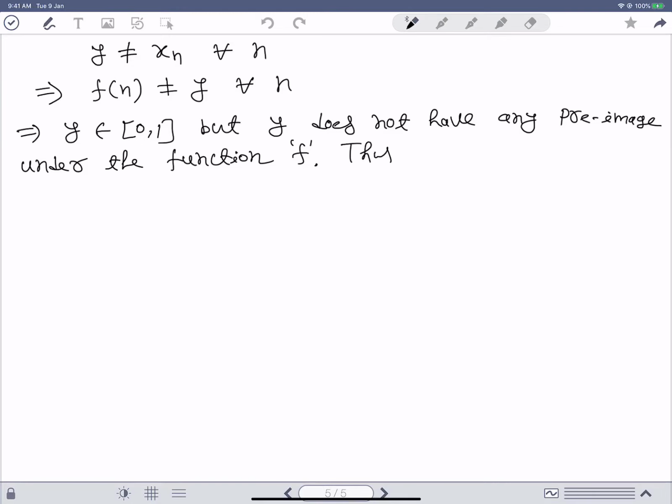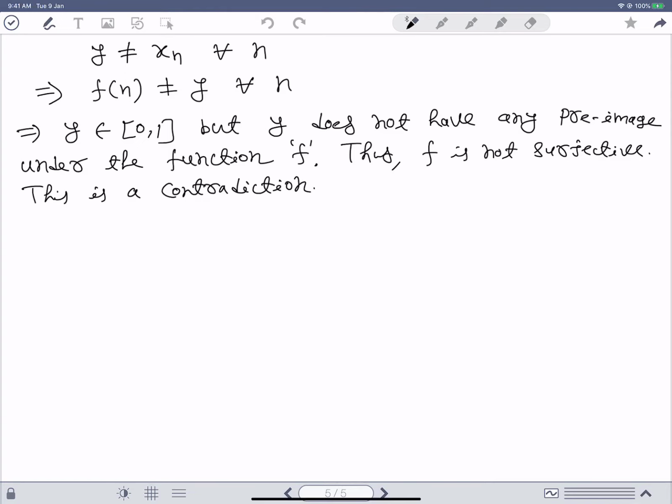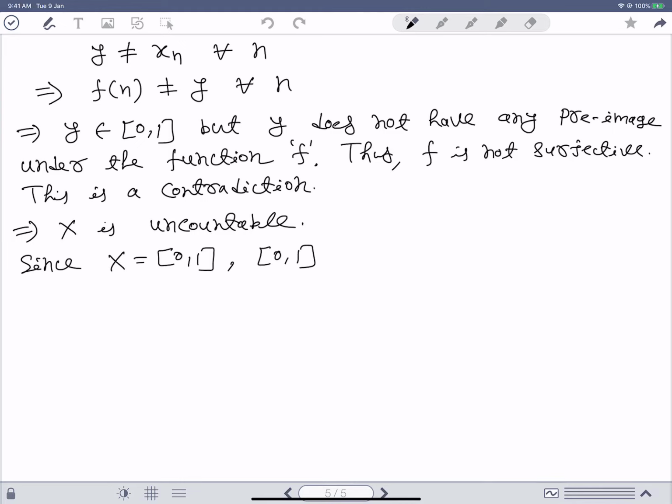Therefore, f is not surjective. But we assumed that f is surjective, so this is a contradiction. So we assumed that the set X is countable and we get a contradiction. Therefore, X is uncountable. Now what is the set X? Since X equals 0 to 1, X is the collection of all the unique representations of the elements of 0 to 1. Therefore, we can say the closed interval 0, 1 is uncountable.